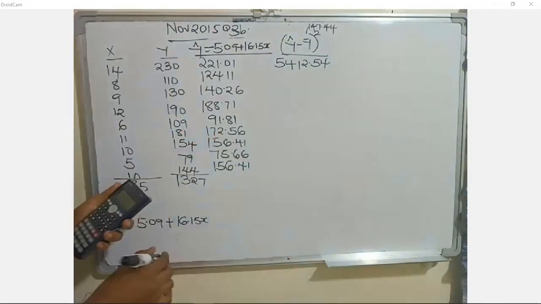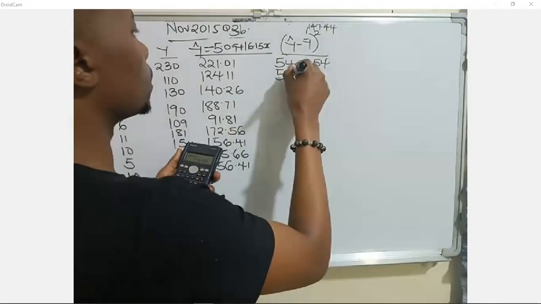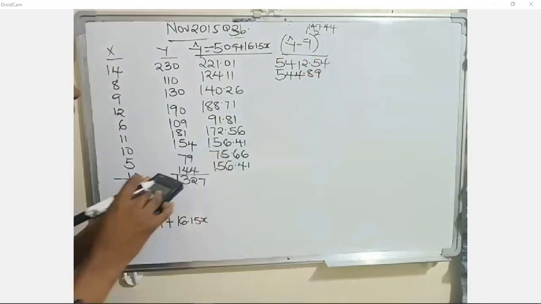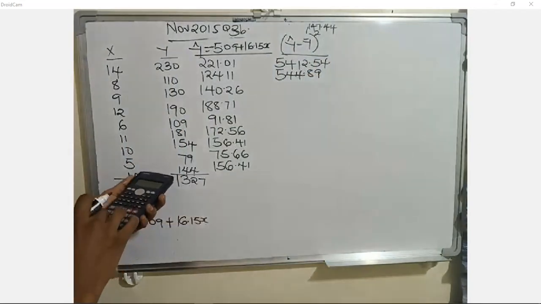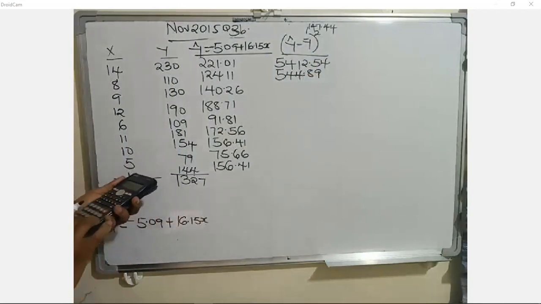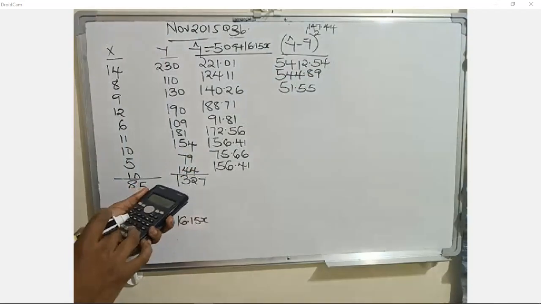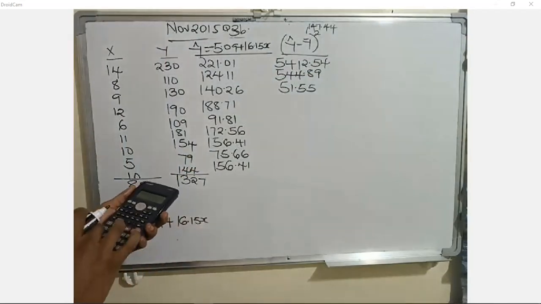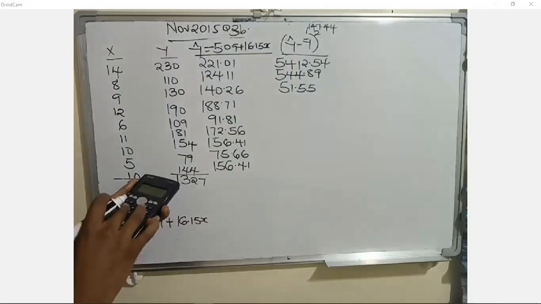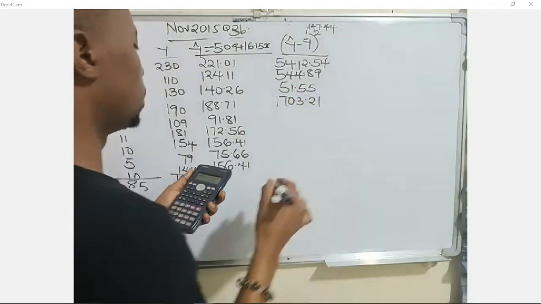I get something closer to 5412.54. The second one will be 124.11 minus 147.44 squared, which is 544.89. The other one is 140.26 minus 147.44, I'm getting 51.55. The other one will be 188.71 minus 147.44 squared. We are getting 1703.21.